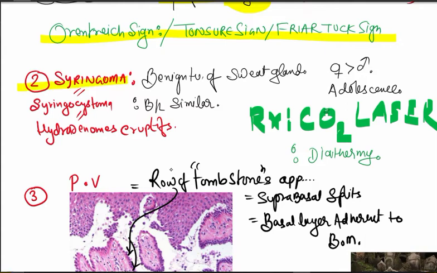Now next one is syringoma. This is a benign tumor of the sweat gland. Females are more vulnerable to this condition. It is also known as syringocystoma or hidradenoma eruptivum. Okay, this is a bilaterally symmetrical condition. It affects adolescents. Treatment is carbon dioxide laser. Diathermy can also be done in this condition.